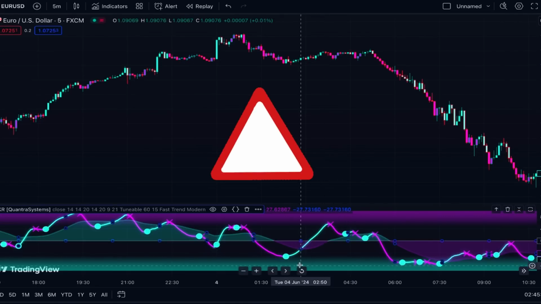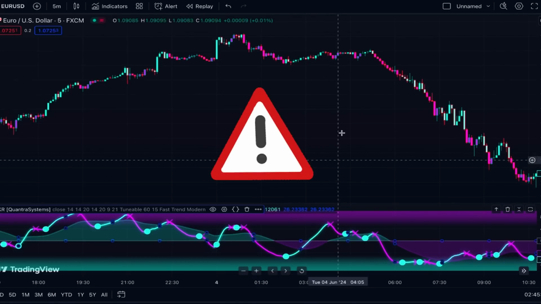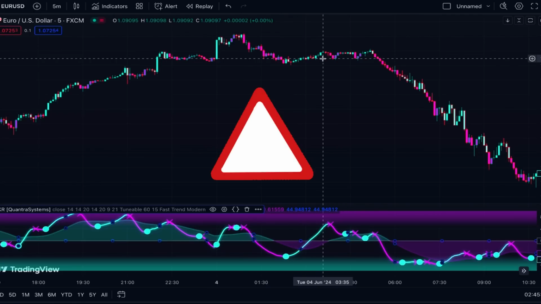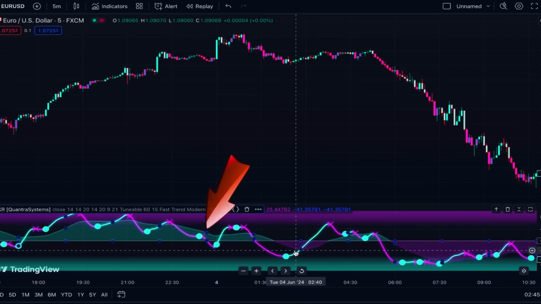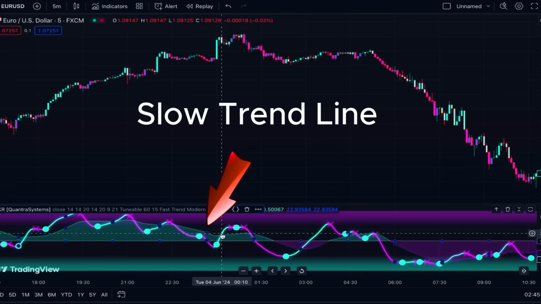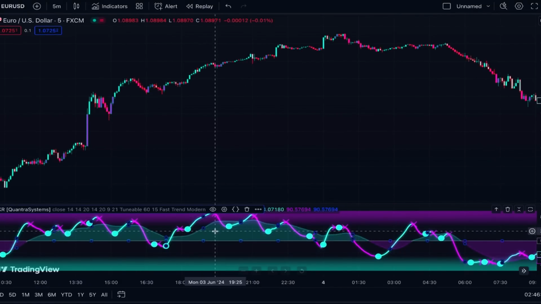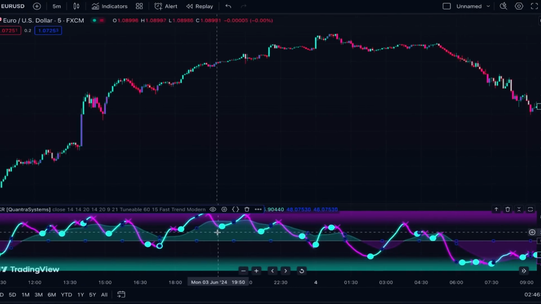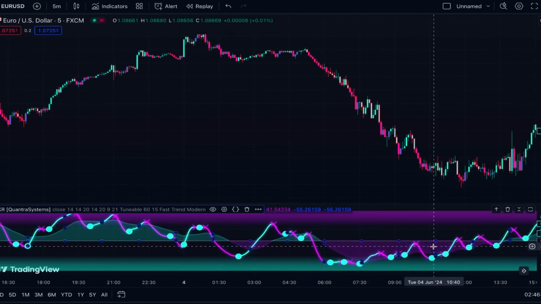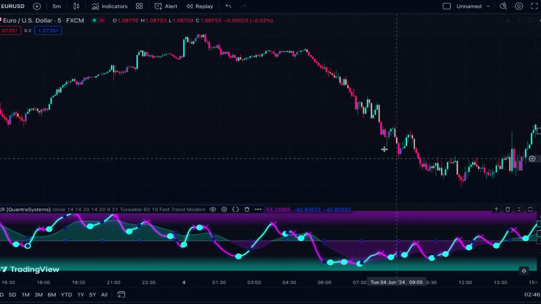As I said, this is a fast line. It's more responsive to the price action, so showing every short-term movements of the market, and you must expect more noises and false signals from this line. And we have this line in the back, which is our slow line. It's less responsive to the price action, so showing longer term movement of the market. When it is above the center line, the area becomes green and it shows uptrend, and when it is below the center line, the area becomes purple and it shows downtrend.